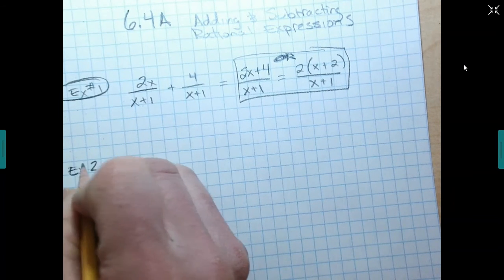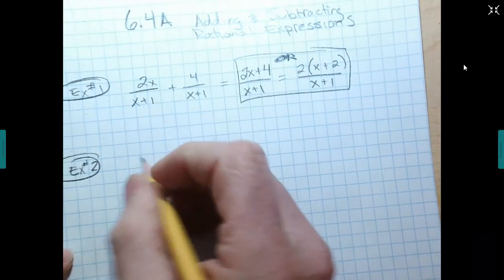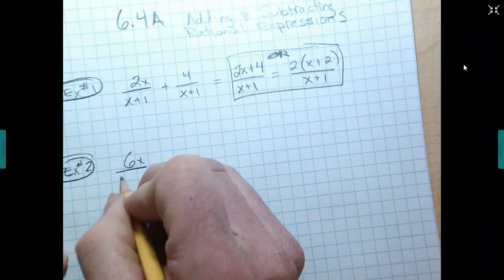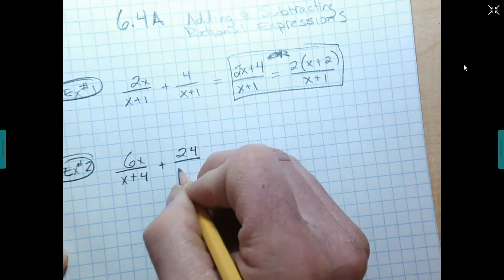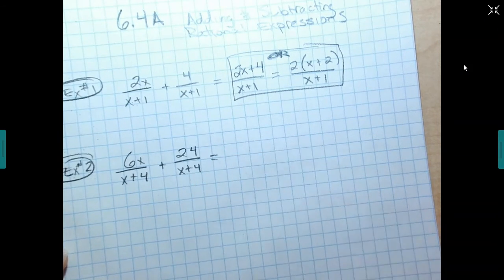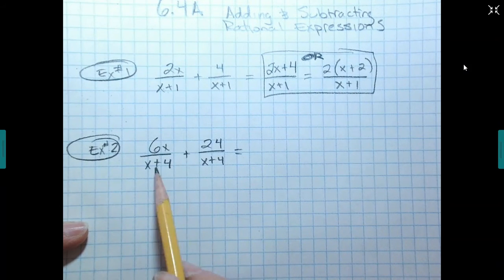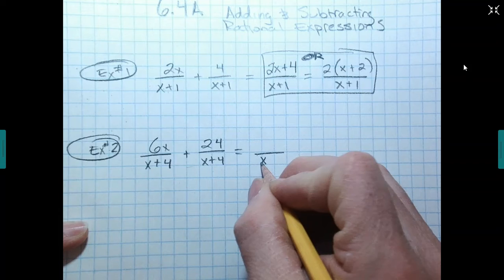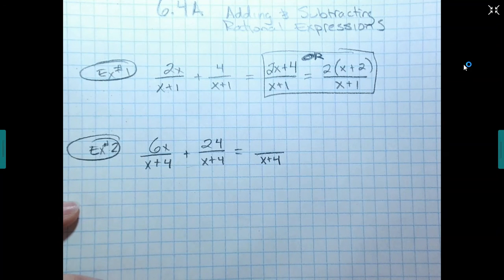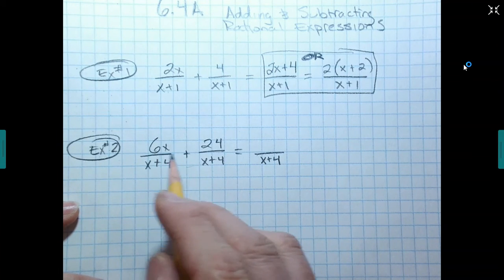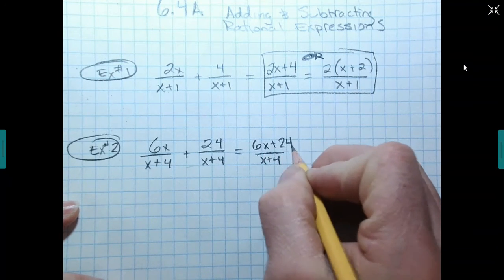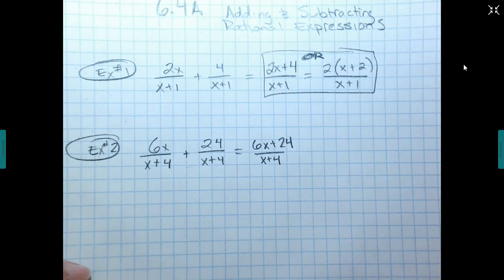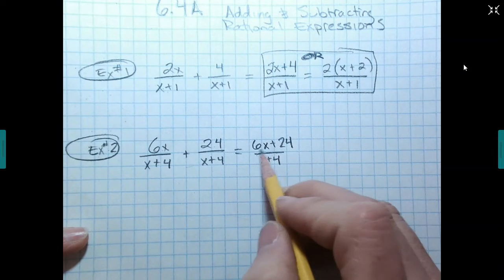Sometimes it's beneficial to factor it, as we'll see in this next example. Example number 2. I have 6x over x plus 4 plus 24 over x plus 4. Now the nice thing is my denominators are already the same. So I add my numerators. Well, they're unlike terms, so they are just 6x plus 24.